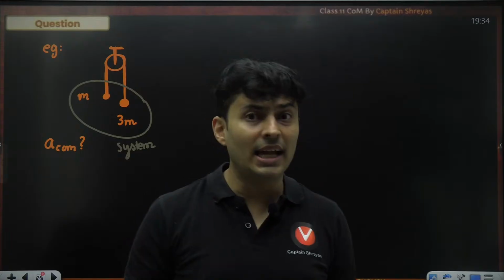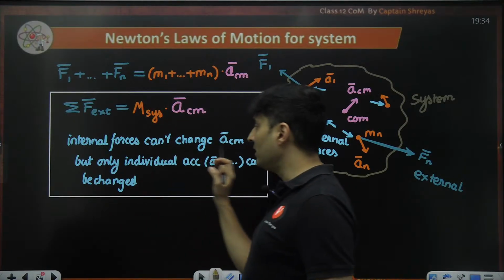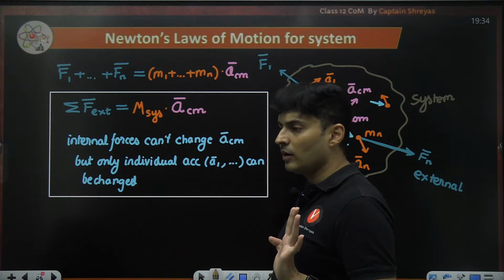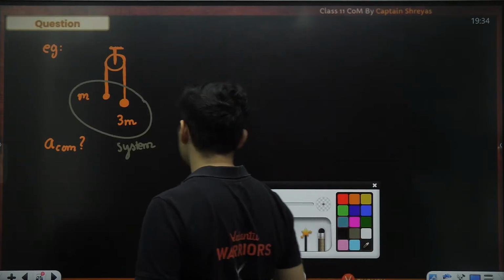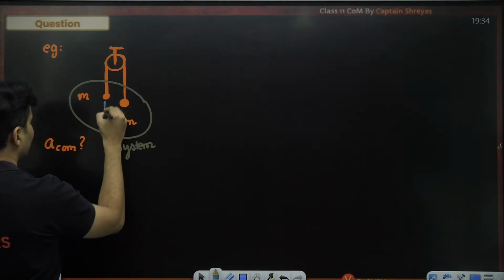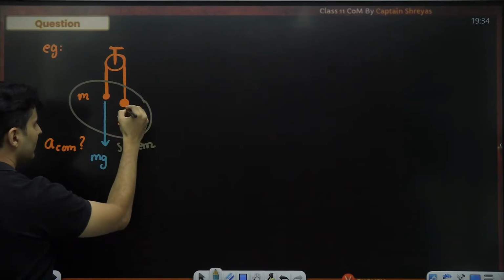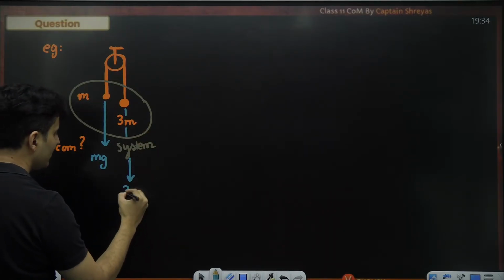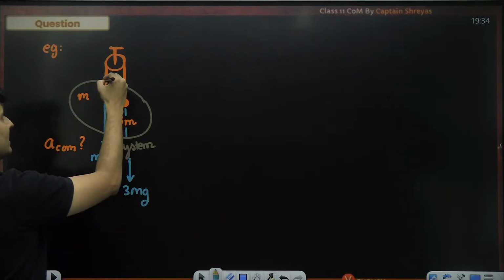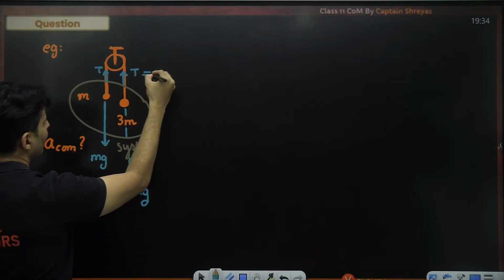Let's figure out what are the external forces only. Don't worry about internal forces, because internal forces can't affect the center of mass. It is only the external forces. As you can see over here, gravity is there, external, which is mg. On this 3m also, a 3mg force is there, which is external. Not just that, the tension is coming from outside. So there is a tension over here and here also.